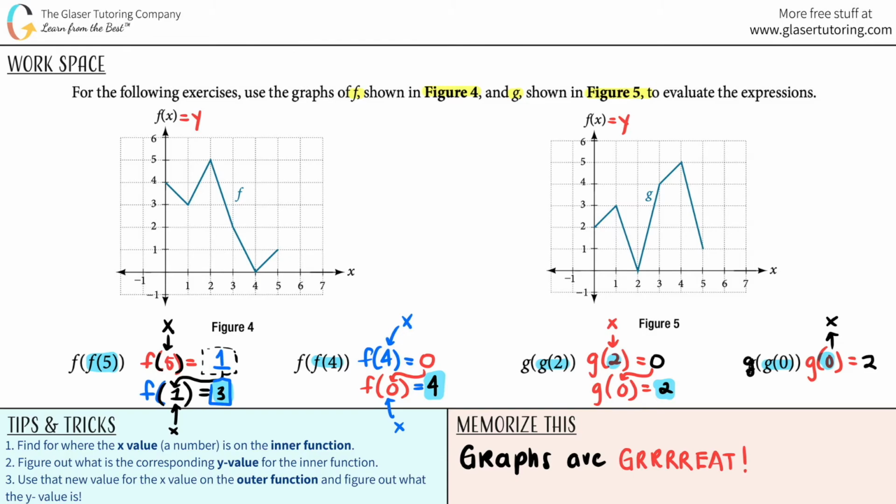The outer function is still g. But now what's going in my parentheses? The 2. And now you treat this as an x value. So the g function, x is 2. What's the corresponding y? 0. There you go. And those are all of your 4 answers.